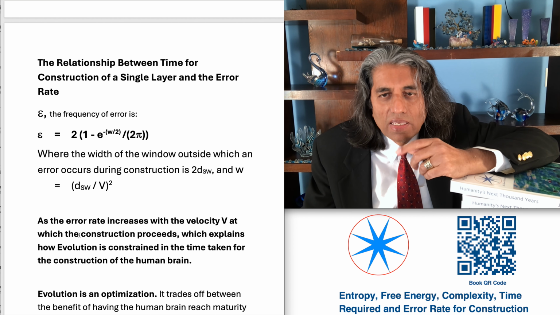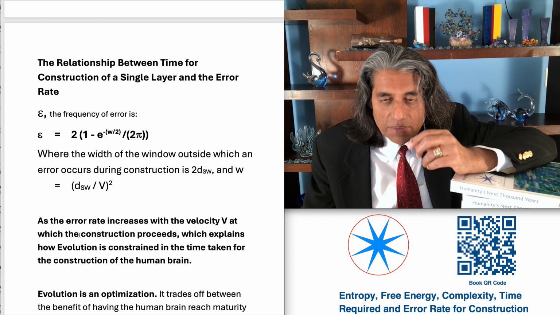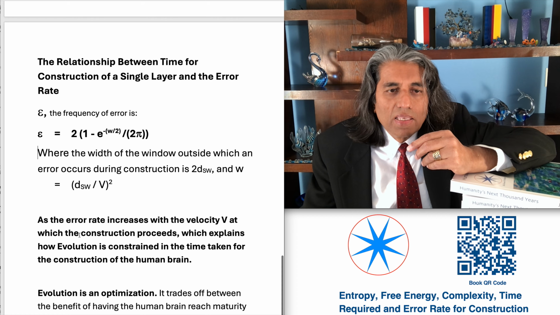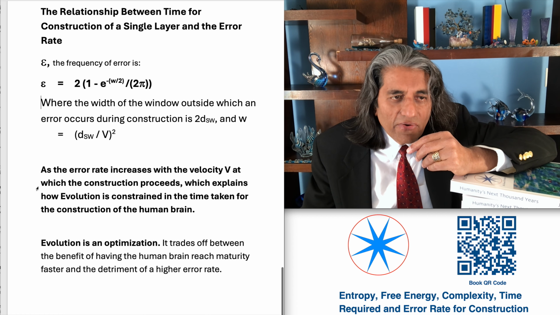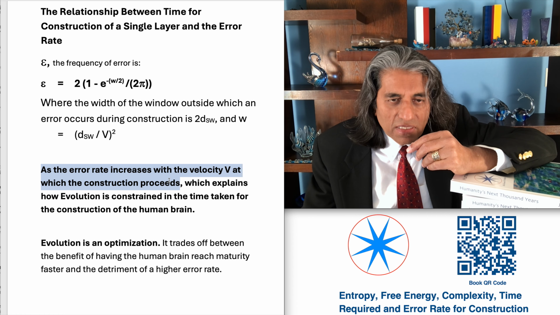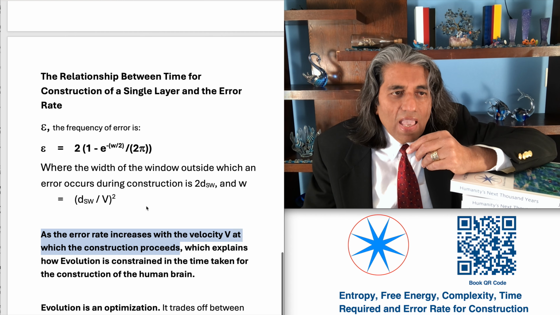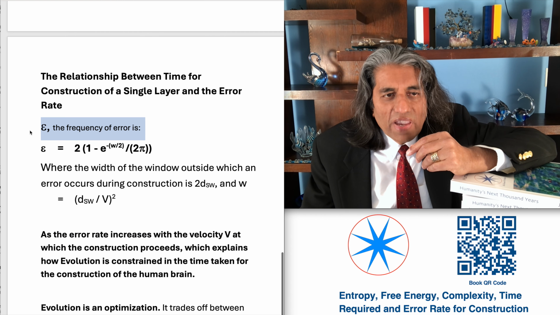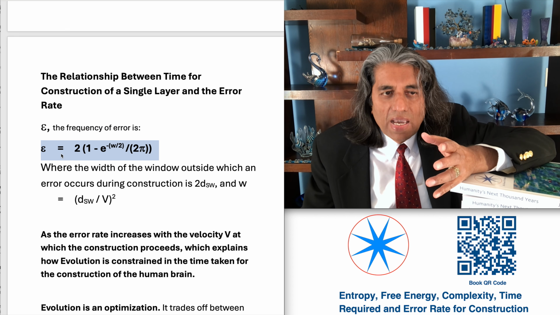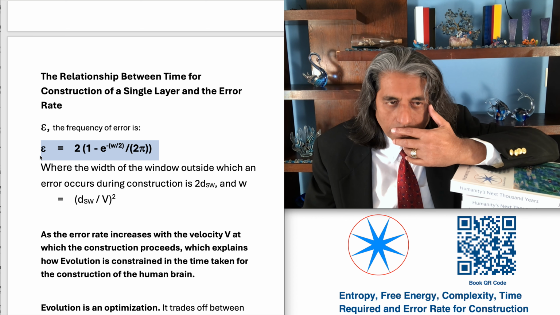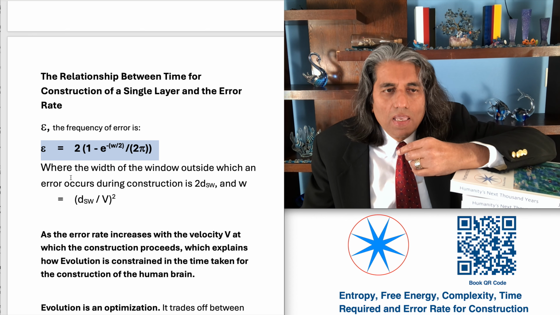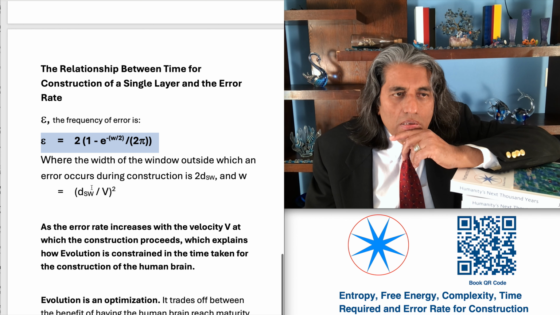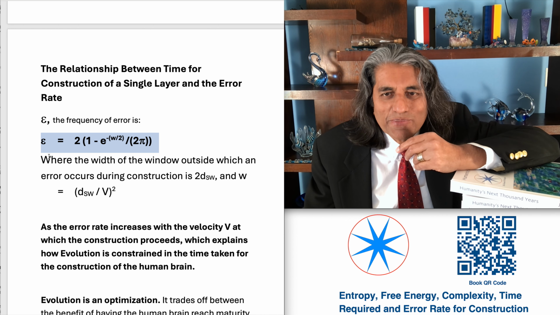And if it doesn't make it in that window of time, then you get an error. So this error rate increases with velocity as the construction proceeds, and if the frequency of error is epsilon, then the formula for epsilon is this. So how do I get to this formula? You have to read the paper for that.